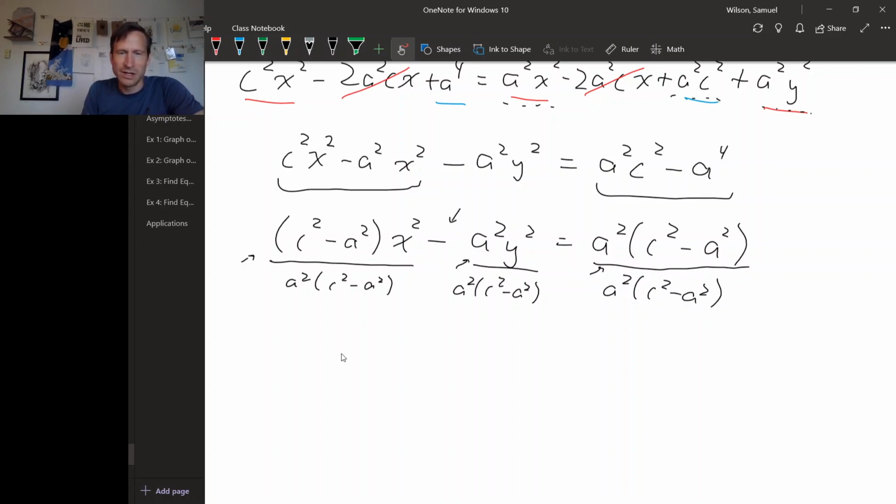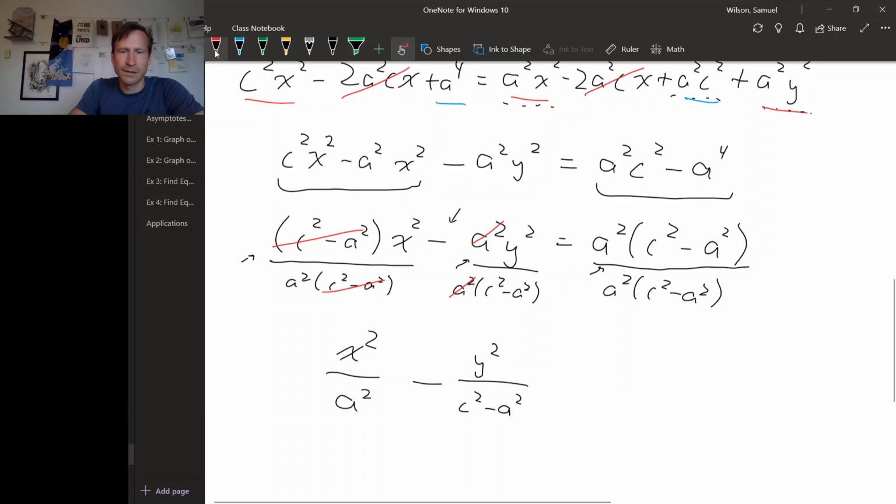Okay, so on the left, for the x squared term, these simplify away, and we're left with x squared over a squared, that's promising, minus, then for our y's, the a squareds simplify away, and we get y squared over c squared minus a squared. And then on the right-hand side, everything simplifies away, and we're just left with 1.